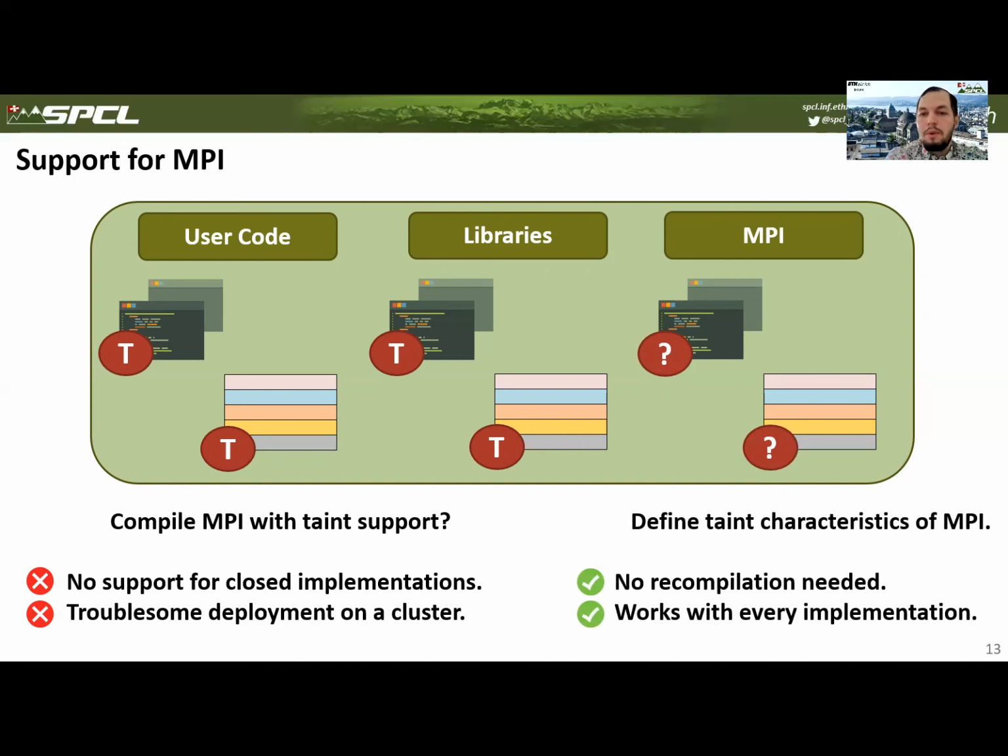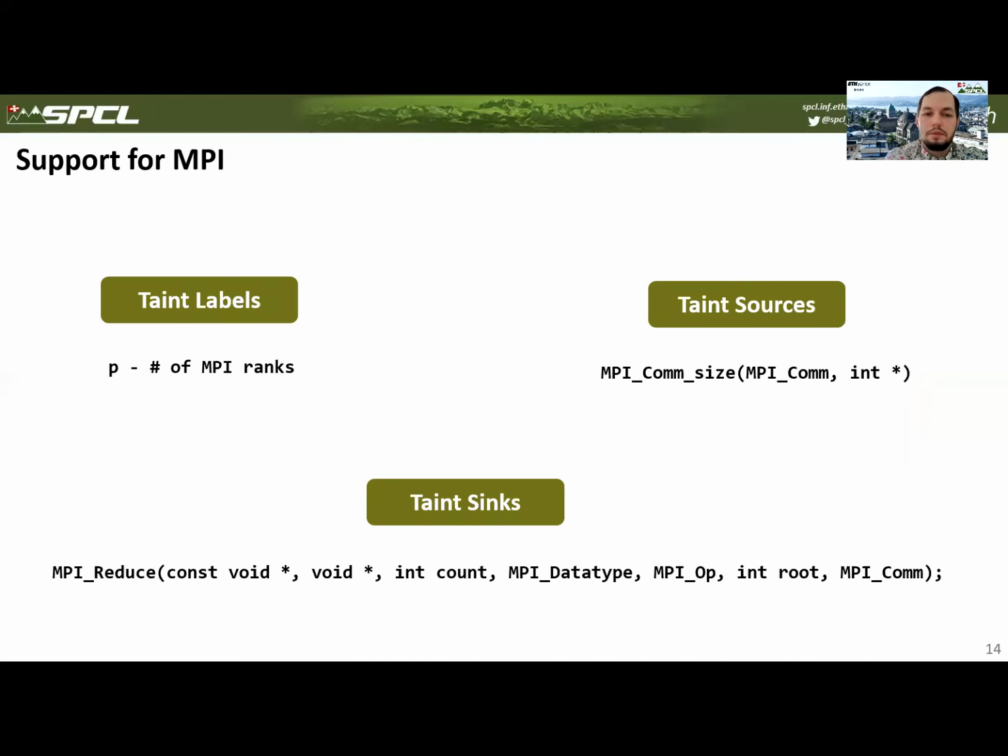Our solution to that problem is to simply describe the tainted behavior of MPI. Instead of trying to analyze the library, which is difficult, we simply provide an interface which can also be easily scaled to other libraries such as OpenMP. An example of such an interface for MPI is that we first introduce the taint labels that are defined by MPI. In this example, it is the number of MPI ranks P, which is produced by some of those functions. Those become taint sources in our application. Every time a user queries the size of the communicator, we add a taint instrumentation for the result value.